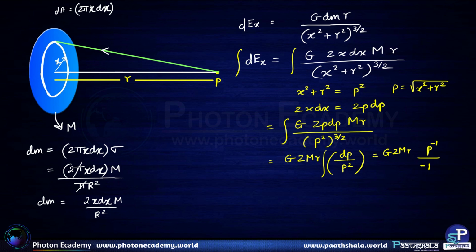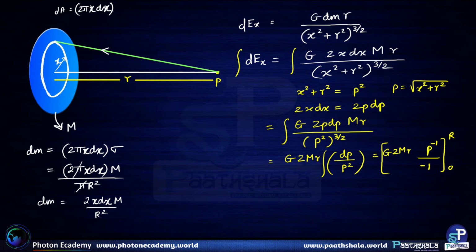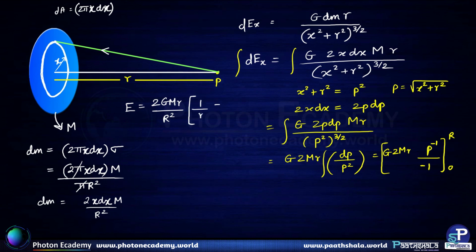Alright, so after we put the limits, what are the limits? From 0 to capital R, being the radius of the disk. After we put the limits, we get the final expression of the field to be E is equal to 2gm upon capital R square into the bracket 1 upon r minus 1 upon root of r square plus R square. So this is the exact expression.